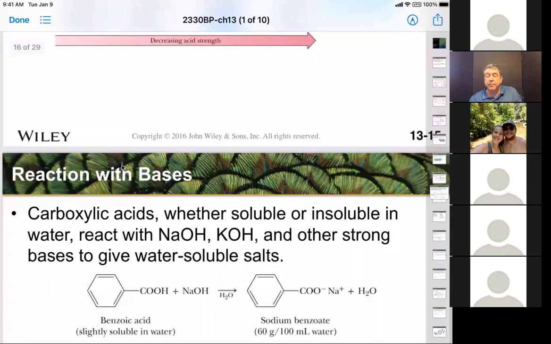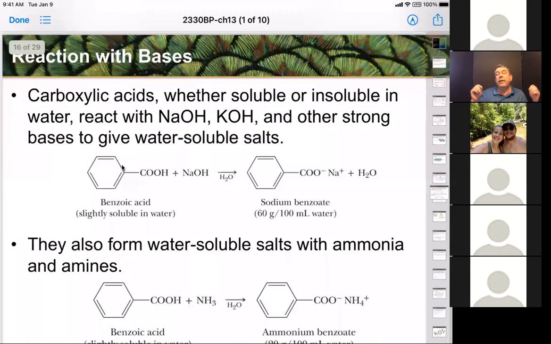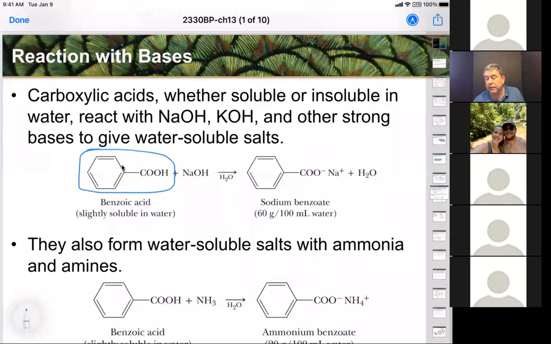Okay, that being said, they are more acidic than alcohols, right? So that means we can react them with weaker and weaker bases. Let's start with a strong base. If we take a benzene carboxylic acid, or benzoic acid, here and react it with sodium hydroxide, it converts completely over to the carboxylic acid salt.